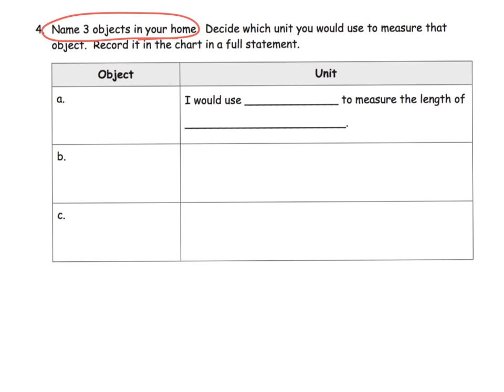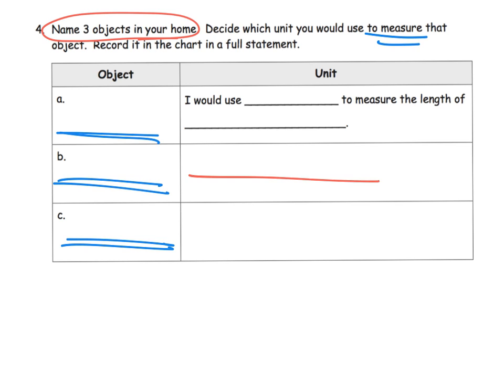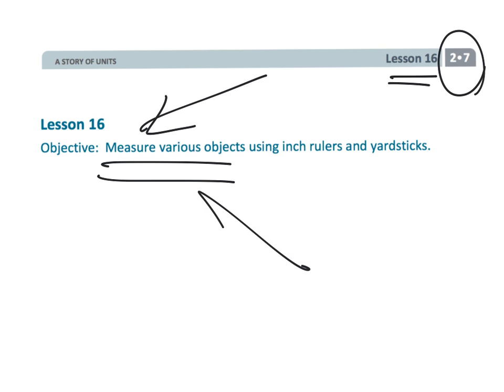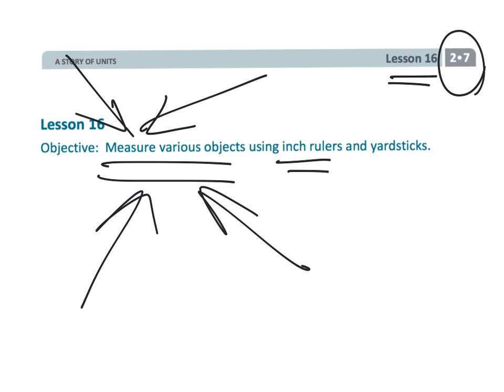Research shows that if we want students to understand measurement, what we need students to do is measure a whole ton of stuff. So give your students plenty of opportunity to measure a variety of objects and then talk about it. And that wraps up 2nd grade, Module 7, Lesson 16. Students are just measuring and measuring using inches, feet, and yardsticks.